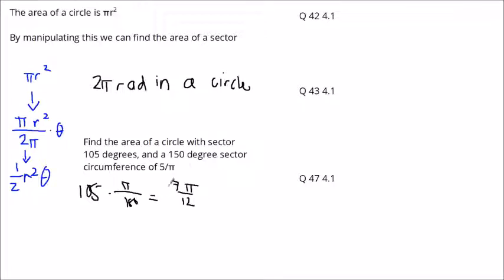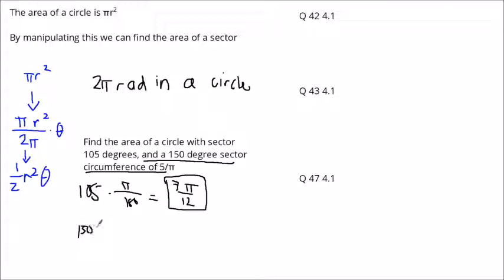So this is our sector, right? So we want to find the radius first, because we have our circumference and we have our degrees, but we don't have our radius, so we have to actually find it out. And if the 150 degree sector circumference is 5 over pi, right? But we only want 105 degrees, so we're gonna find the radius first, and then we're gonna put it in this formula, right? So 150 degree sector circumference of 5 over pi.